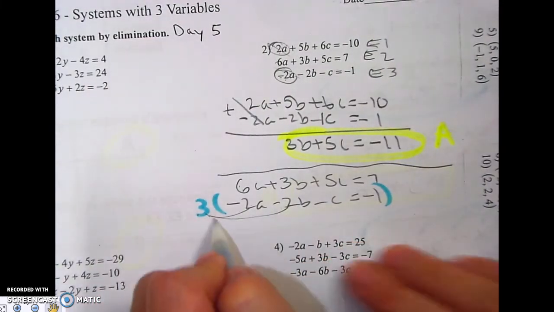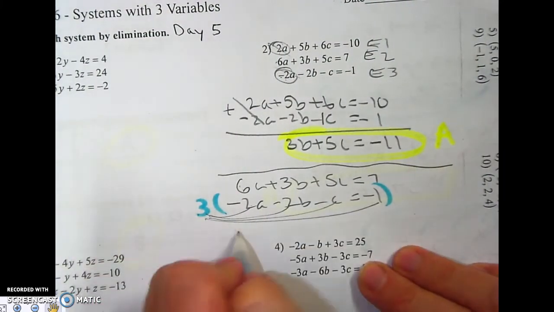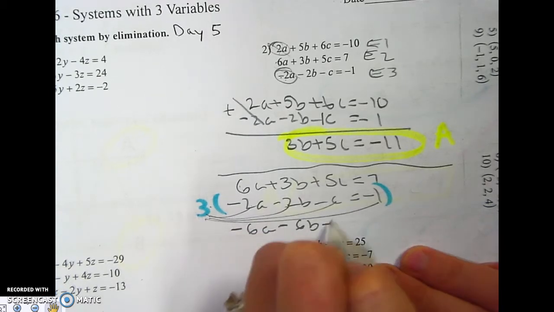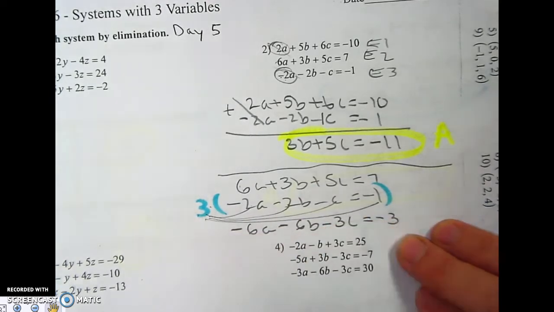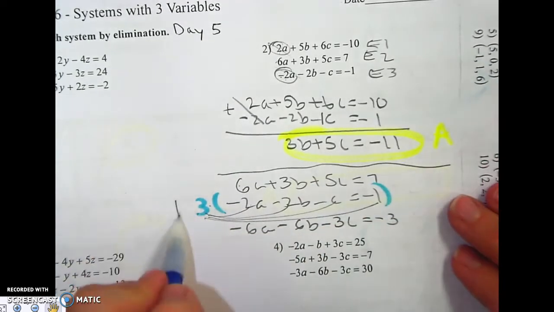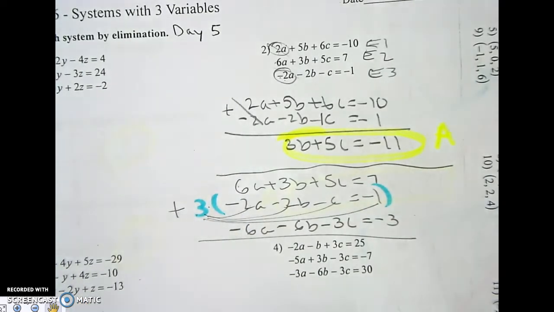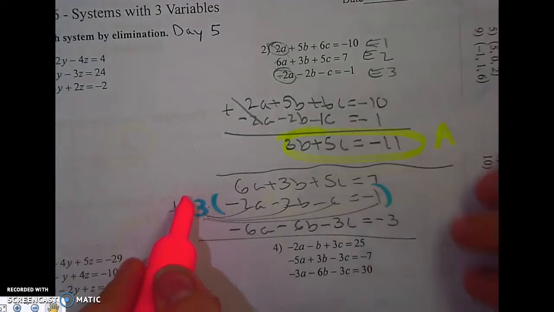So distribute, distribute. Negative 6a minus 6b minus 3c equals negative 3. So I'm going to add the two equations, which I know is a little sketchy that I'm doing that. I'm just out of space. So don't look at the center.